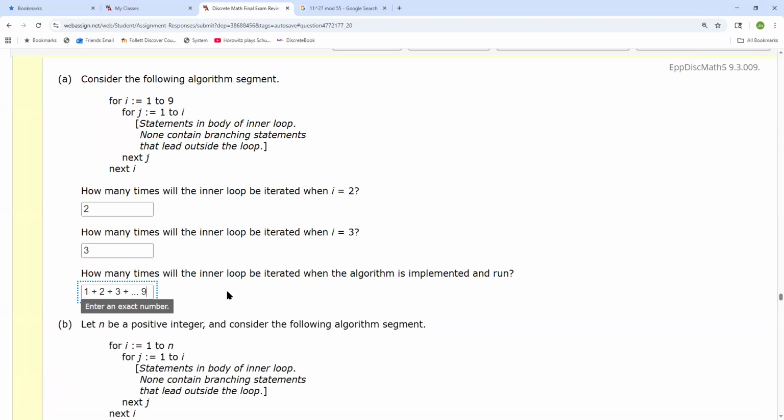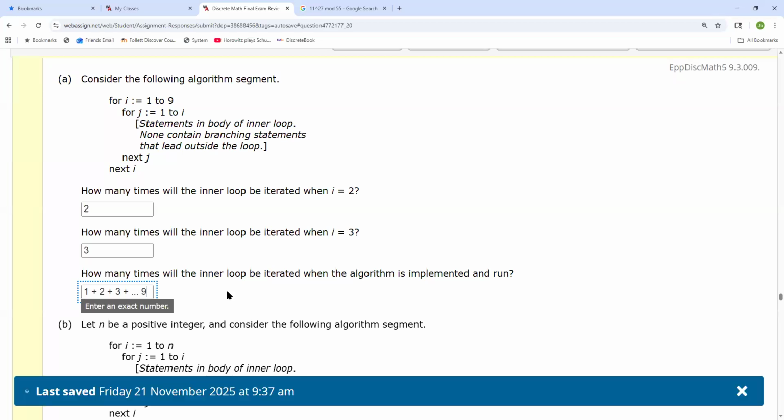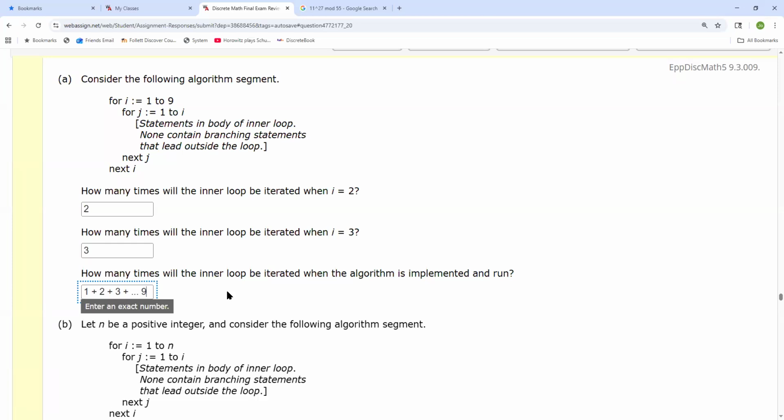the outer loop runs, the inner loop will be run 9 times. So the inner loop will be run a total of 1 time plus 2 times plus 3 times all the way through 9 times. And who remembers the formula for adding the numbers from 1 through 9?